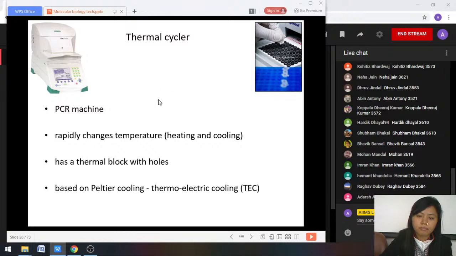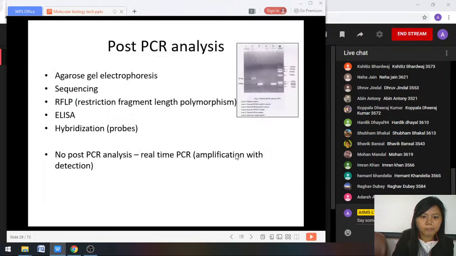Another important thing is the thermal cycler. You can see these are different. This block has certain wells where the tube can be fitted, or plates which have 96 wells or 48 wells can be fitted. This is based on the Peltier mechanism. Read about it after this lecture if you get time.